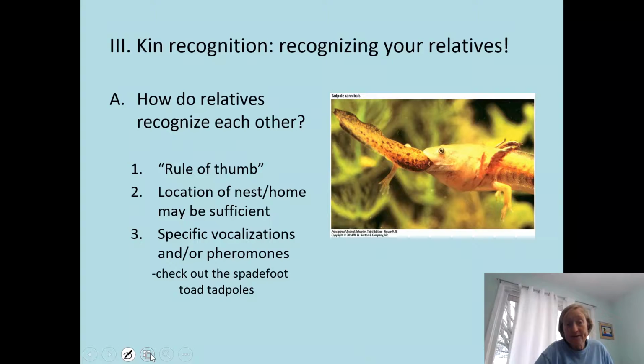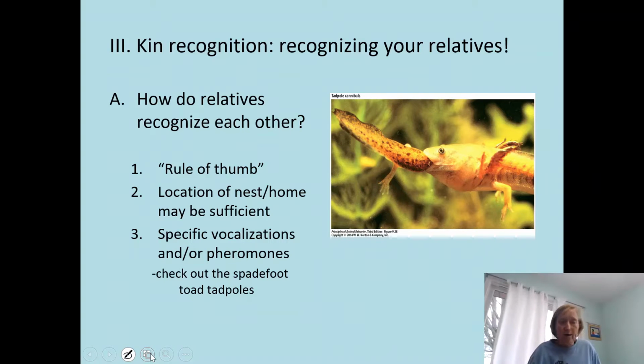Location might simply be sufficient. So if this is my home, this is my nest, and you're here, you must be a relative, right? Penguins, for example, know the location of their nest. That must be their offspring, for some penguins. Or maybe specific vocalizations or pheromones. Like you have a particular smell, or you make certain vocalizations that I can recognize. So emperor and king penguins, for example, live in large colonies. The moms and dads have to leave to go get food. They come back, they find their young, in part because of location, but also because of vocalizations that the young make.